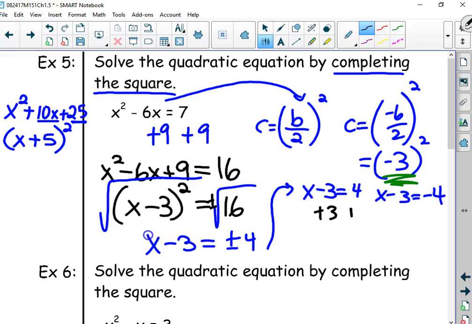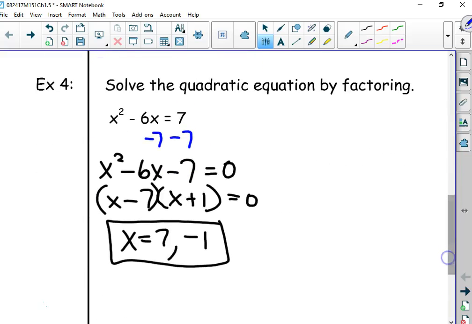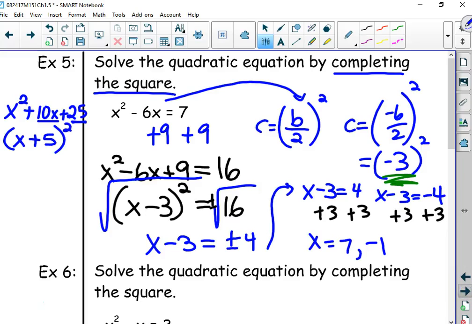That gives us, oh wow, x equals 7. And x equals -1. I wish I could tell you that was on purpose, but it wasn't.